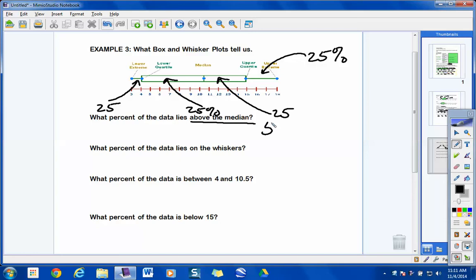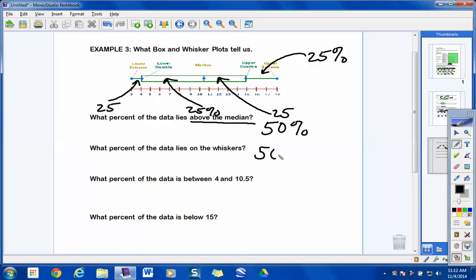Raise your hand when you know the next one. What percent of the data lies on the whiskers? Nobody knows? 50. Megan, help me out. Okay, 25 on this whisker and 25 on that whisker. So totally on the whiskers, what percent do I have? 50, right? Good.